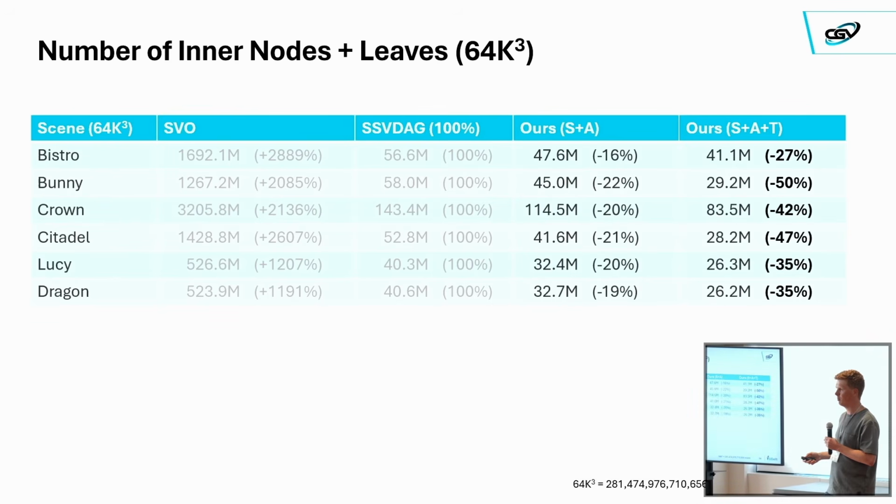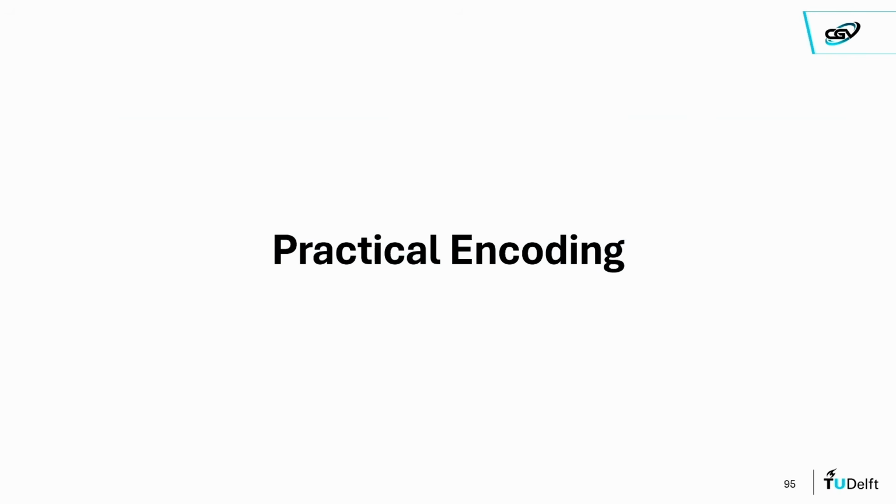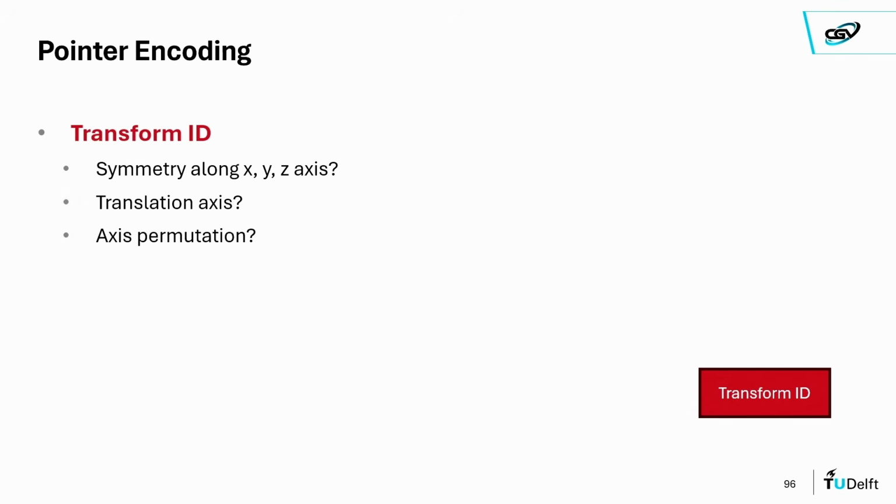But this is not everything, because this is just the number of nodes and leaves, but we actually need to store it for it to be interesting. So we want to know the number of bytes. So for that, we also introduce a new pointer encoding scheme and a new node encoding scheme. So the pointers need to encode not just a memory address, but also a transformation. And we do that as follows.